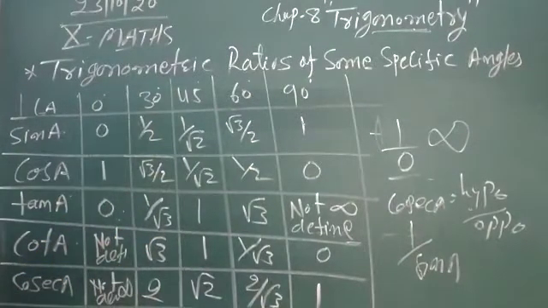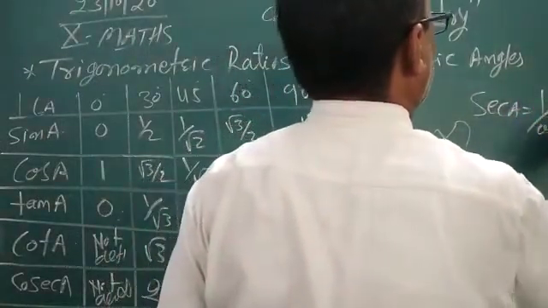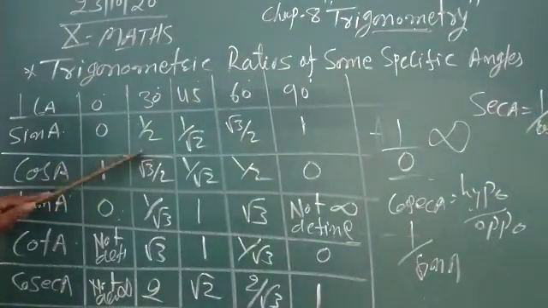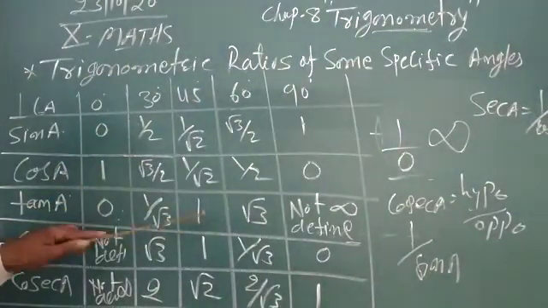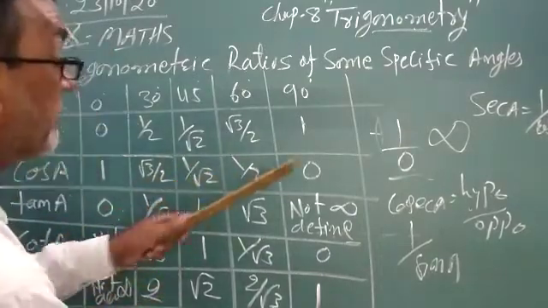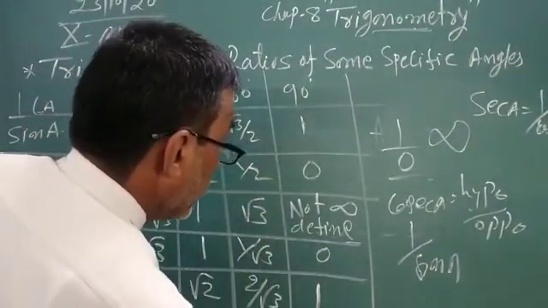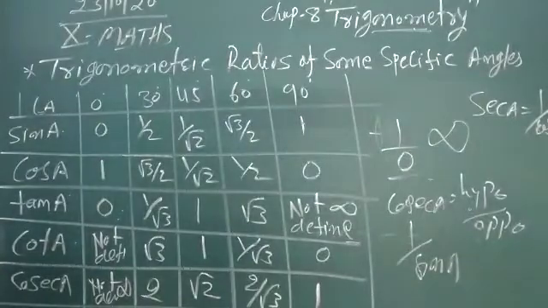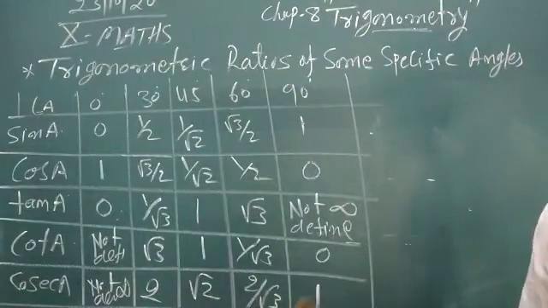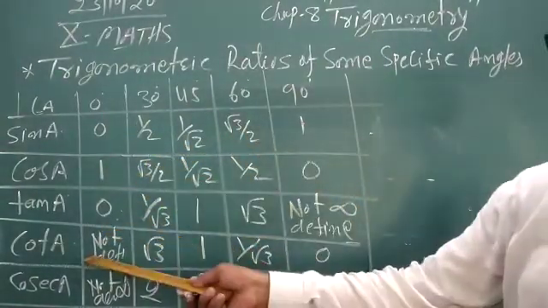And last, sec. Sec is nothing but 1 upon cos A. So for 0, 1 upon 1 means 1; for 30, 2 upon root 3; for 45, root 2; for 60, 2; and for 90, 1 upon 0 means not defined, or infinity. This is the symbol used for infinity. So first you learn this table. Learn this table by heart. You remember only one and write the inverse for the others.